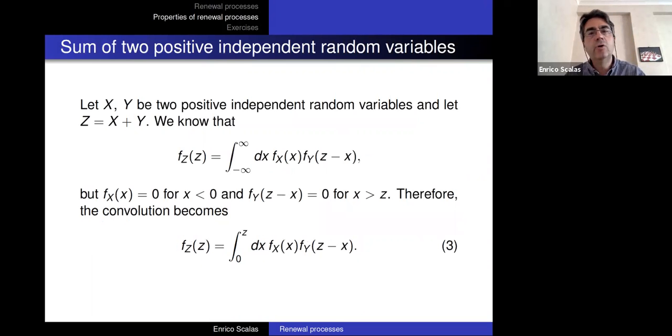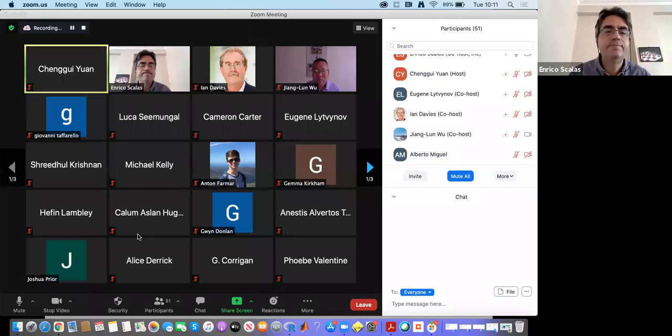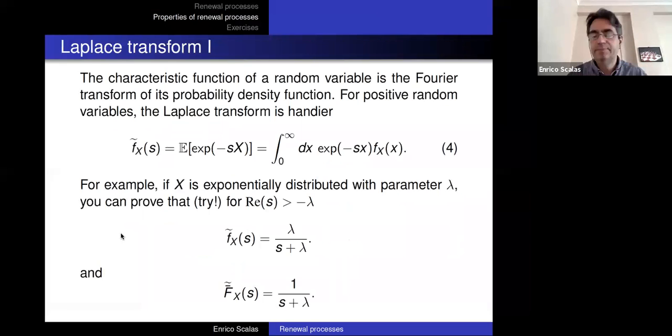Before going on, it's a good point to stop a while and see if you have comments or questions related to the definition. I don't see any raised hands. I don't see any questions in the chat. So I will go on sharing the screen. And back to the presentation.